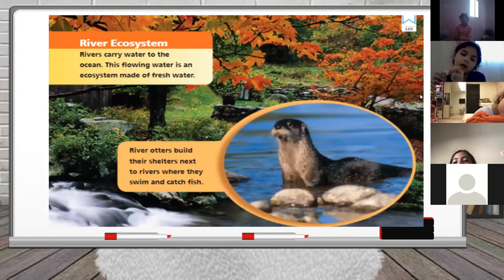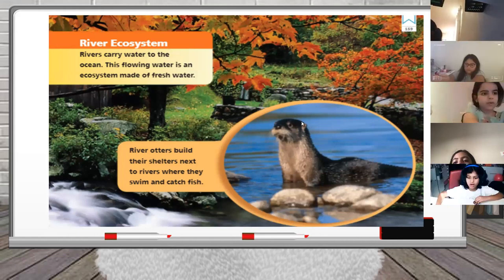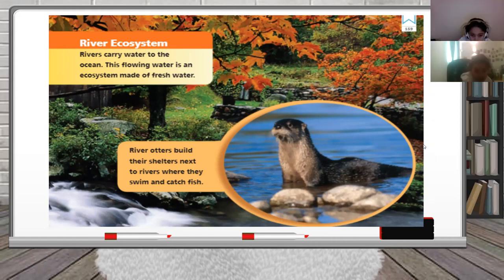Hi, Adania. What do you see in this picture? I see an otter. Excellent. This is an otter. Well done. Where does this otter live? It lives in the river. Excellent. Excellent, Yadania. Thank you, Yadania. Now, who can tell me, what about the water in this river? Is it fresh water or salt water?